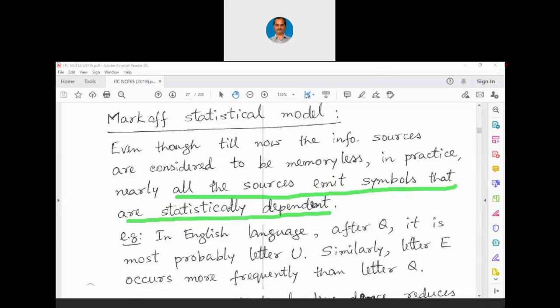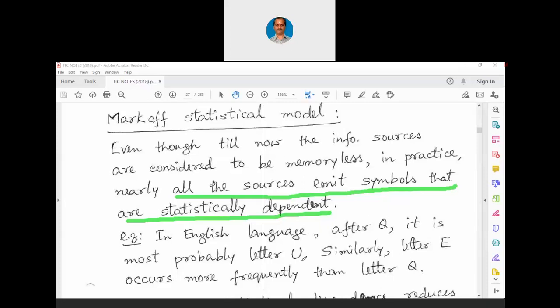Till now we have been discussing about the sources where, let us say, I am typing into the keyboard of my laptop. I presume that in whichever way I type all the keys, I can assume that the keys are statistically independent and I can keep on typing the text matter. But in reality, all these characters are dependent. There is an example here. In English language, after Q, it is most probably letter U.